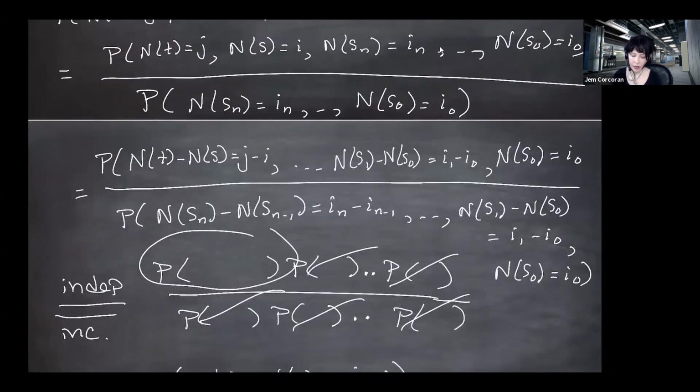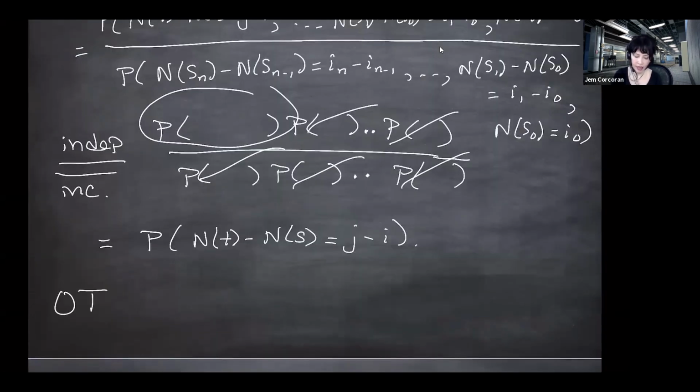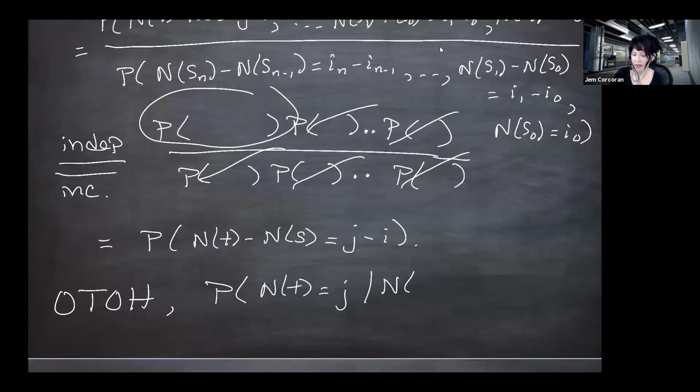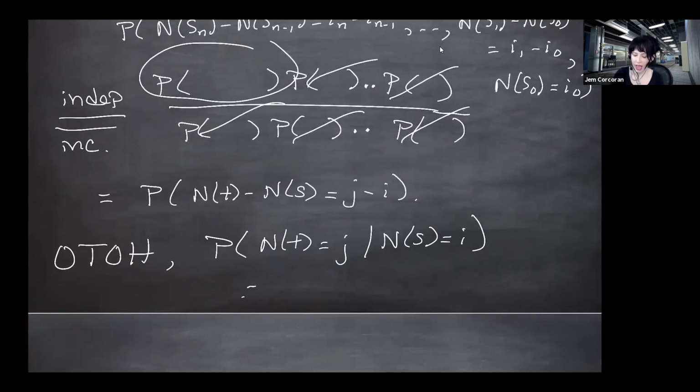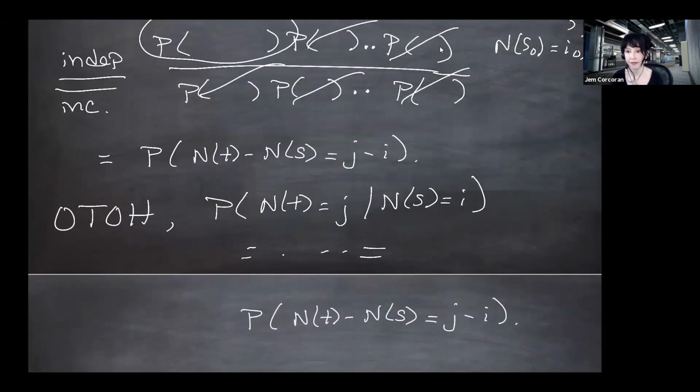But the thing you would have to do is say, on the other hand, start with the probability that N of t is j given N of s equals I, and rewrite it so that you get the same probability. Or if you want, you can reverse engineer it and start from here and back up. But yay, it's Poisson, which means we get to talk about it more. And we will, a lot more.